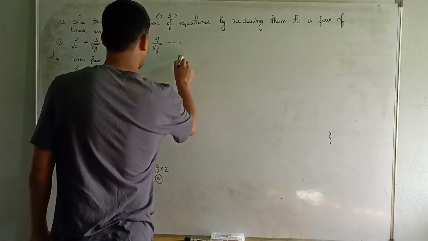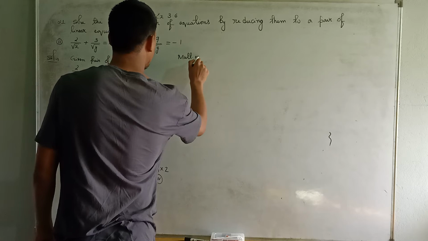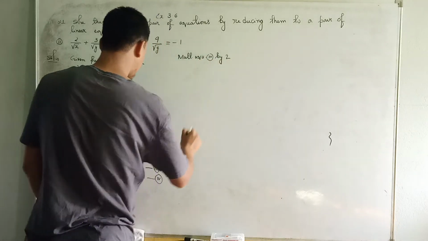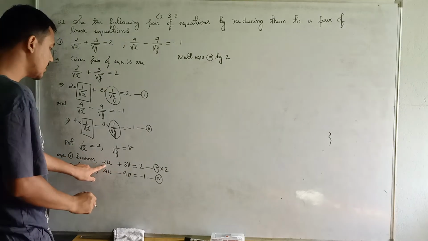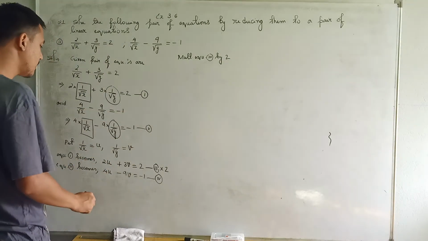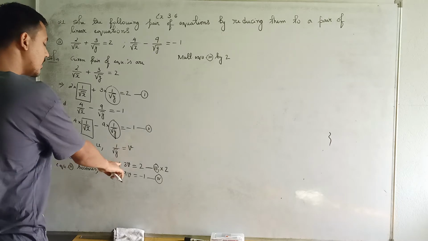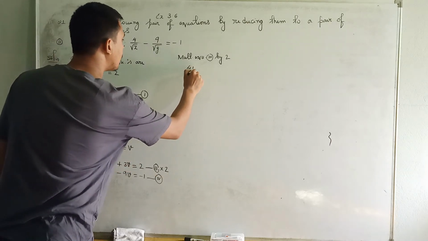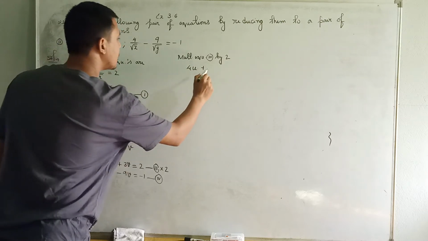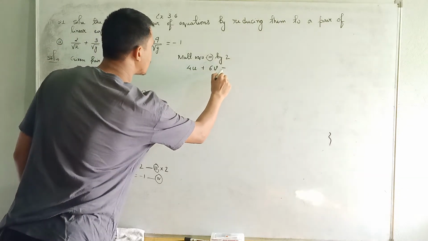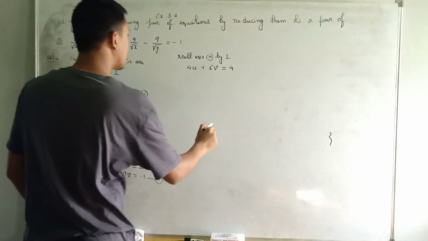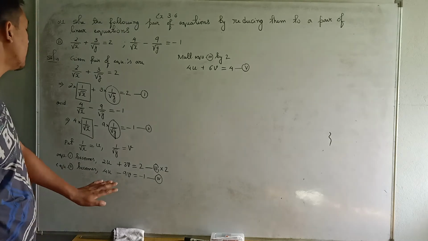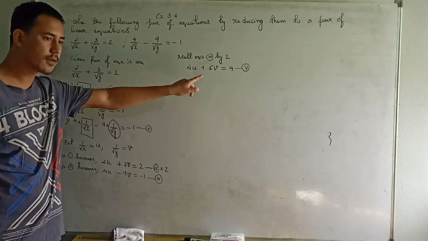So, multiplying equation 3 by 2, your equation 3 now becomes 4u plus 2 times 3v, which is 6v, is equal to 4. So we get a new equation, number 5. Now let's subtract equation 4 and 5.